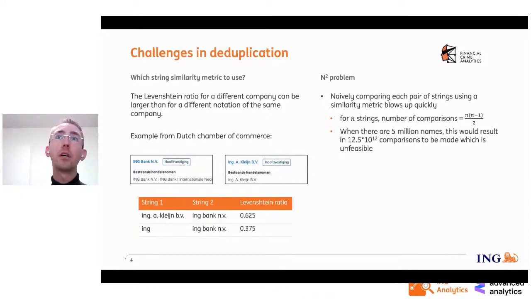The second problem is the n-squared problem. If you would naively compare all the combinations of strings that you have in your data set, the computational burden blows up very quickly. Especially when you work in a bank like we do, we have many transactions. And if you would compare them all individually or pairwise, that number would blow up and it would not be possible to calculate.